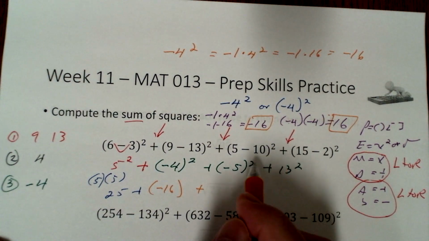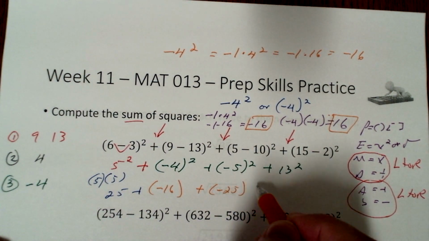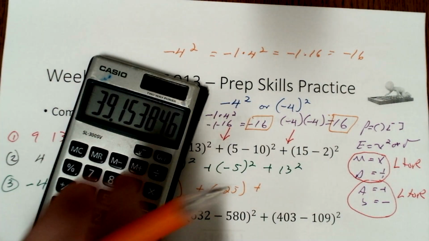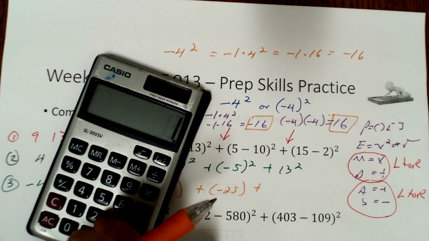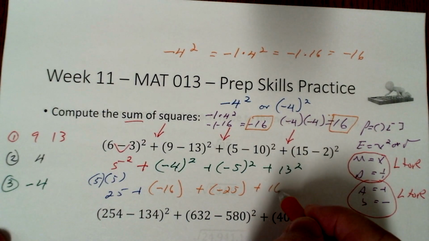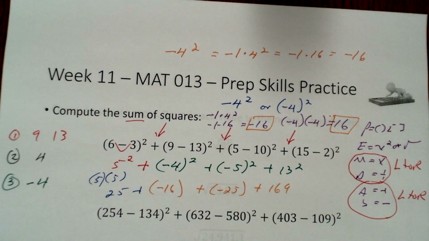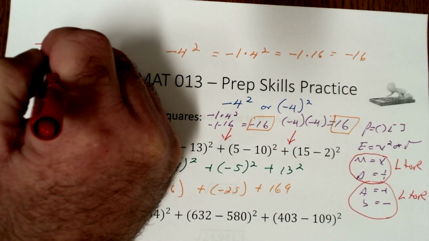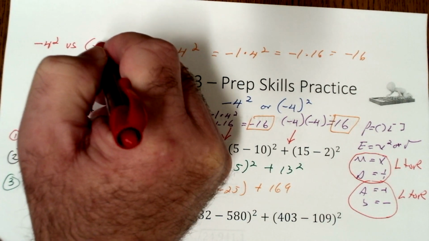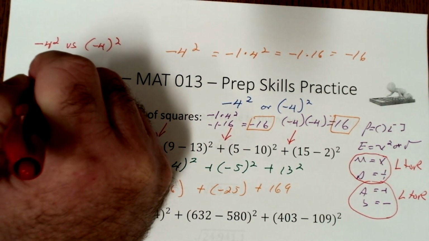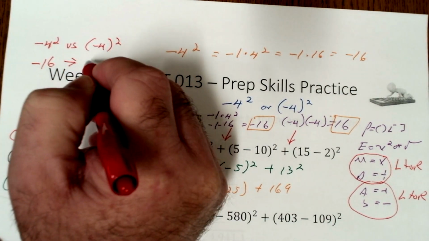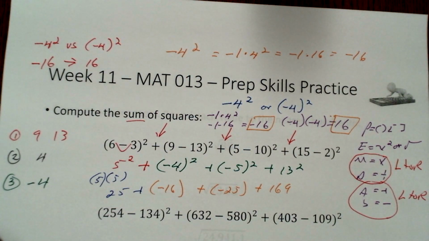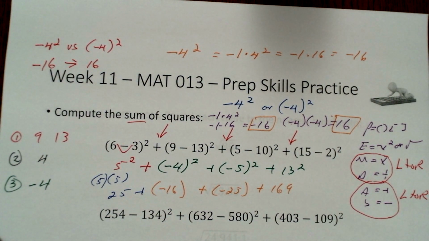And it's going to be the same thing here. This is going to be plus negative 25. And then plus, what's 13 squared? Honestly, I don't know. Let's see, 13 times 13 is 169, plus 169. Okay, so you have to be careful of those parentheses. You have to be careful of those grouping symbols. Minus 4 squared versus minus 4 squared: here you'll get negative 16, and here you'll get positive 16. So you get the same value, but the signs will be different.